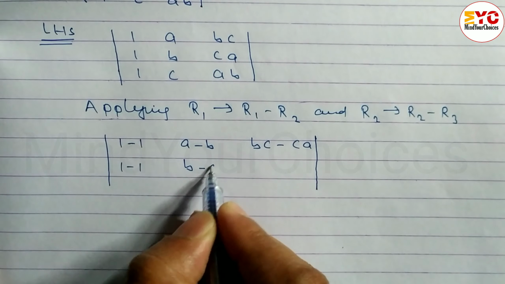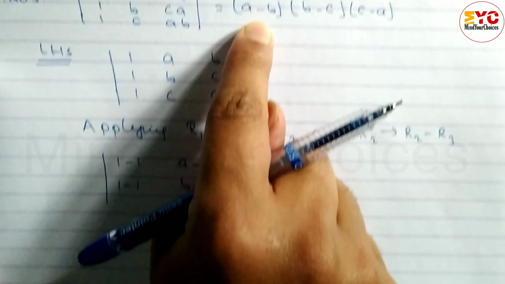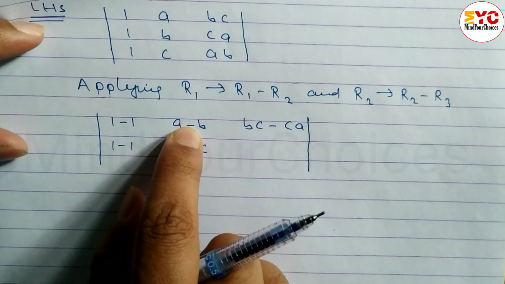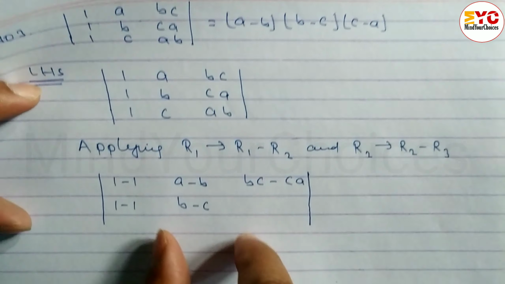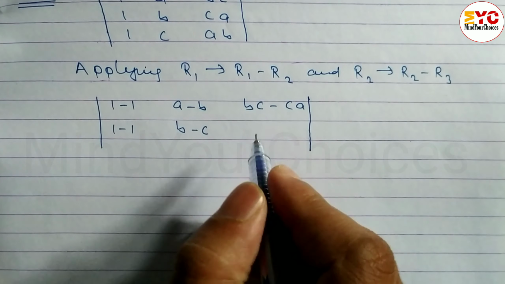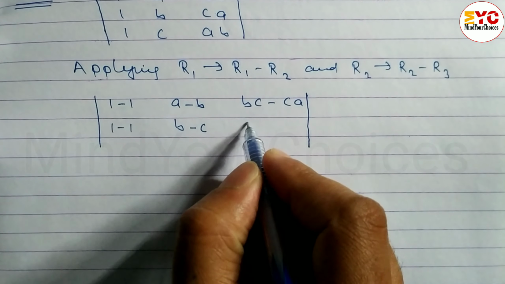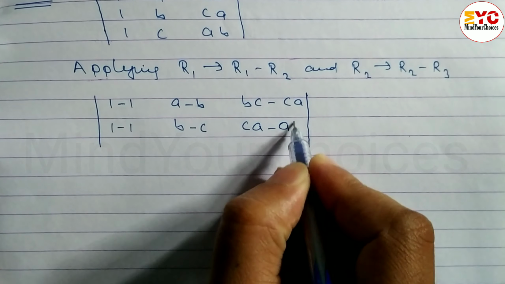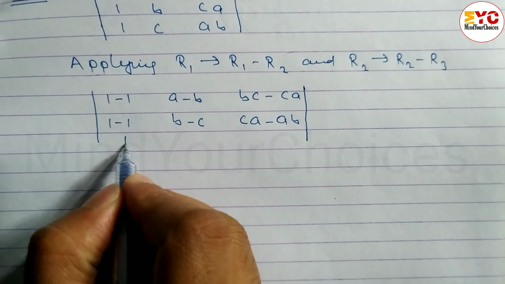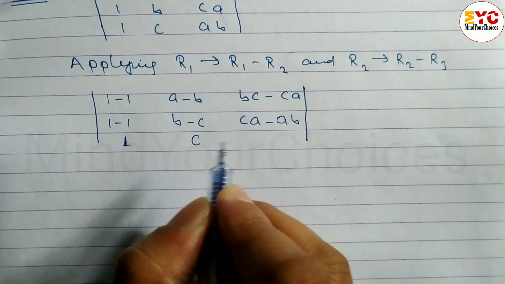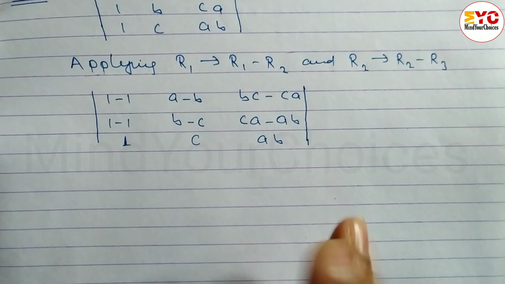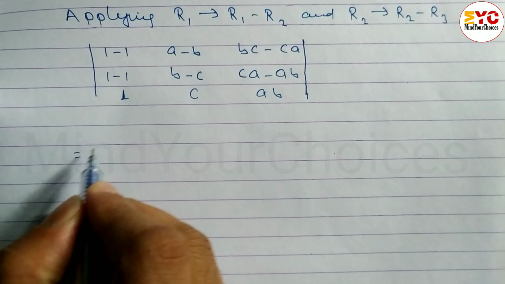Why did we do it like this? To get RHS, because here is A minus B and B minus C. So A minus B, B minus C, C minus A we will get at last itself. Okay, do not worry about that. Now to subtract this, we can write here CA minus AB, and the last row we write down the same. No need to change, AB.